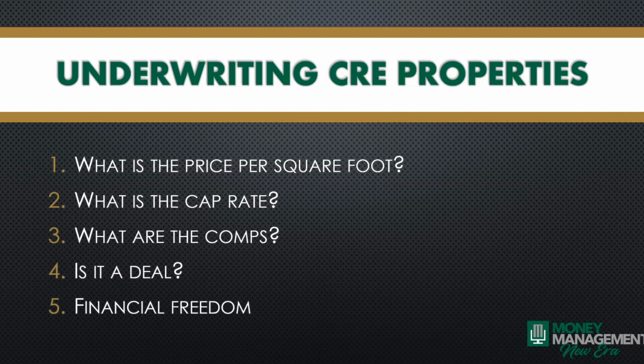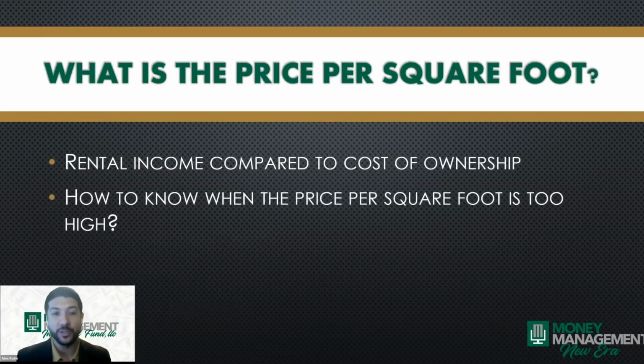Price per square foot is a metric that investors use to determine whether a property is a good acquisition. It's one of the factors that we look at, along with rental income compared to cost of ownership. To figure out the price per square foot, you take the purchase price and divide it by the gross livable area, which should be on the offering memorandum. It's a simple calculation, but a very important metric to determine if it's a type of property asset that you want to acquire.